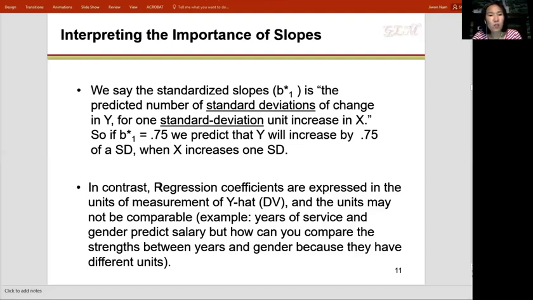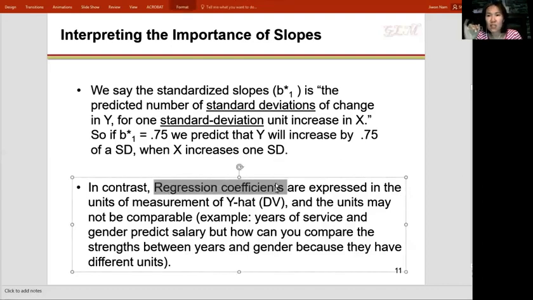In contrast, regression coefficients, meaning unstandardized coefficients, are expressed in the unit of measurement of y hat, and the units may not be comparable. Years of service and gender are the two x variables, and salary is the dependent variable y. But how can you compare the strengths between years and gender? Because they have different units.